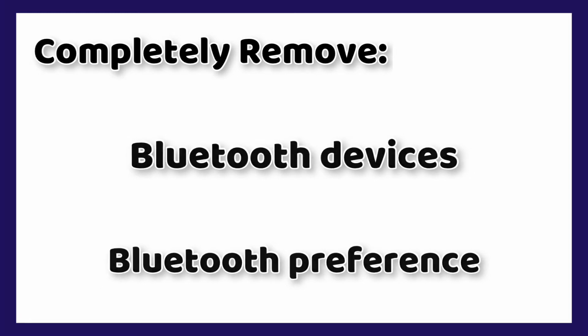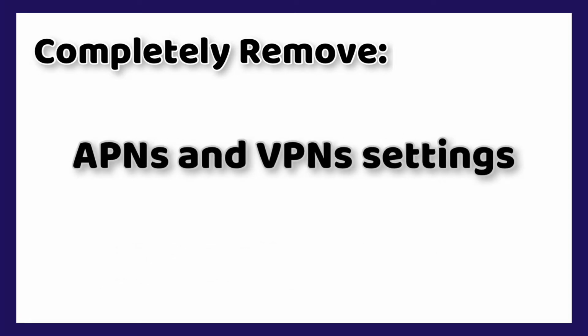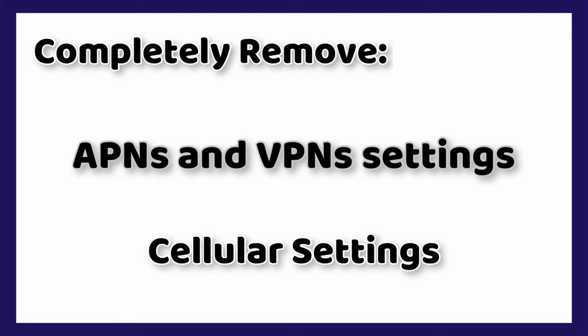APN and VPN settings, like recently used server names and login passwords. Also, it turns off the VPN and forgets all the VPN networks. Local history and preferences. Cellular settings.